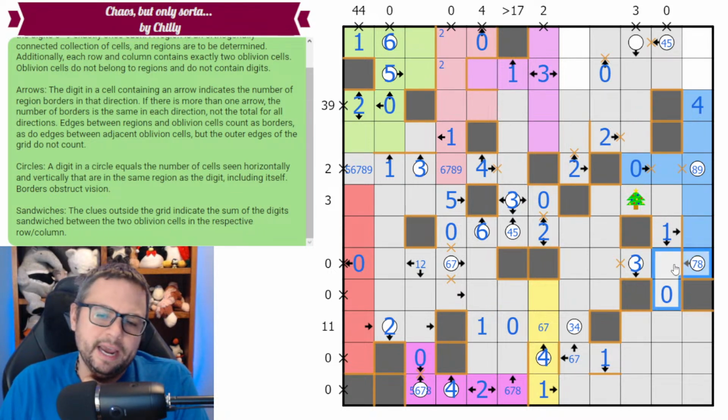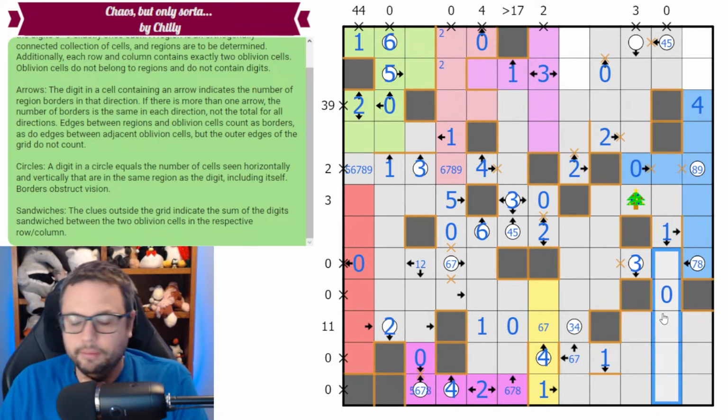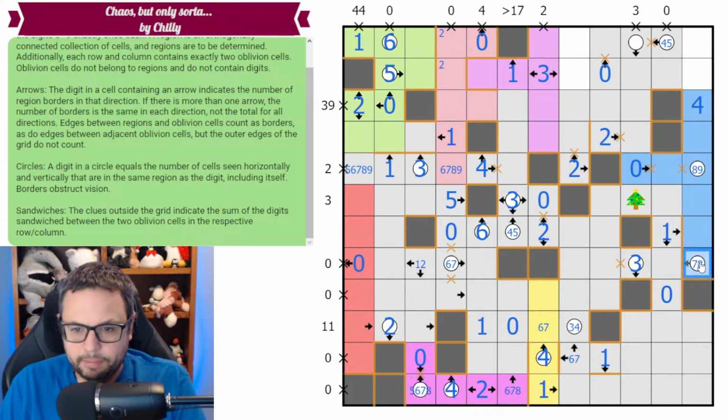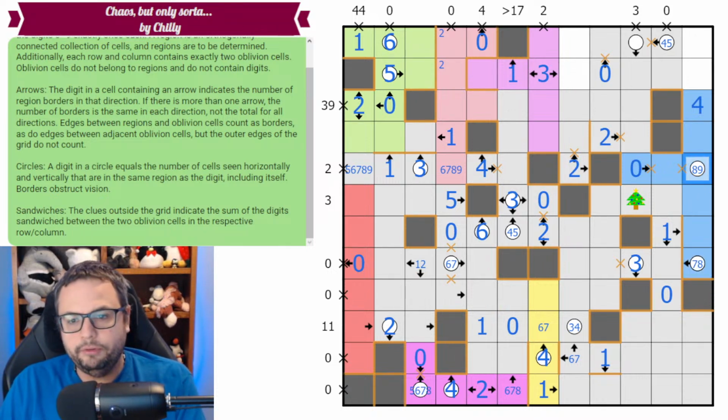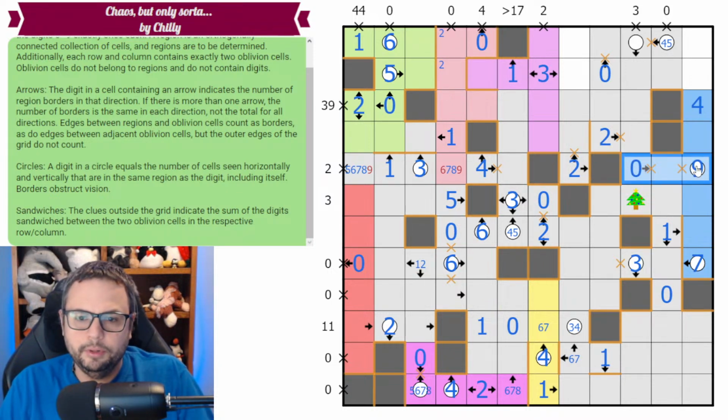But if blue went now into this column, there would definitely be 2 borders because there's nowhere near enough cells in blue for blue to take the entire rest of the column, as well as all of these. Blue would be like a 28 cell region by the time it was done. So in fact, this number is 2 more than this number, which means that this is a 9 and this is a 7, and that's a 6. And we can just fill in the rest of blue.